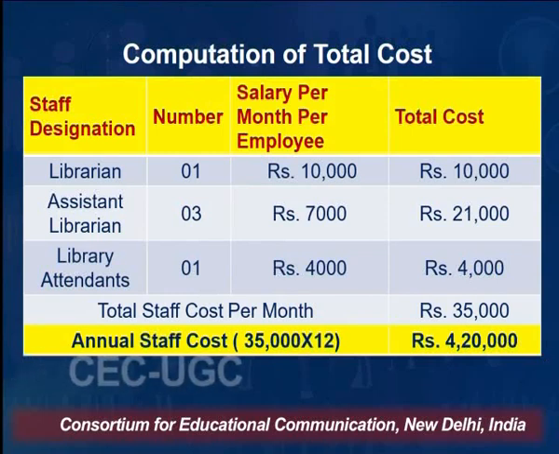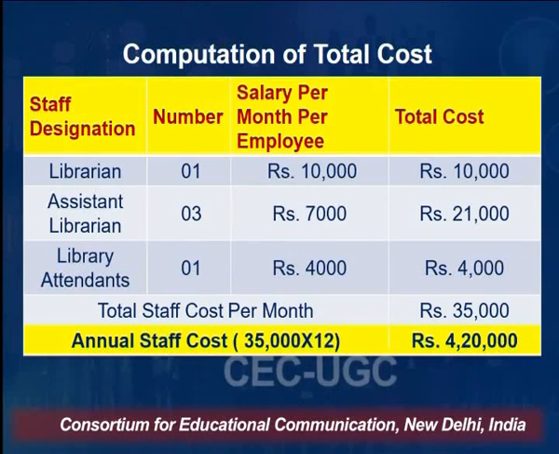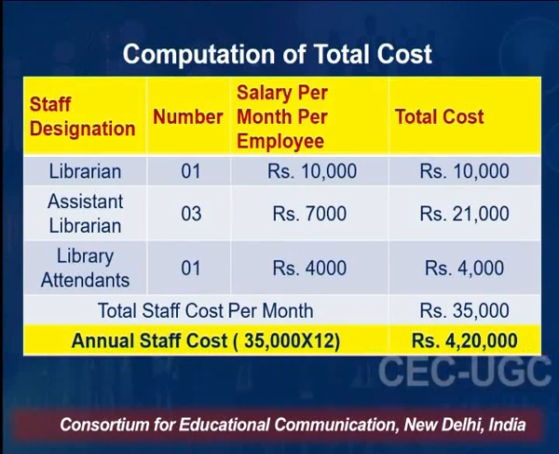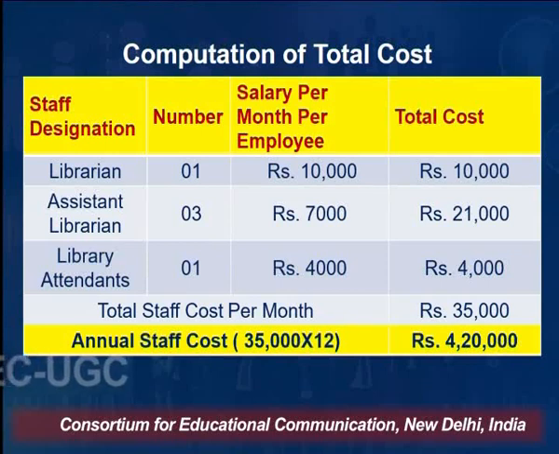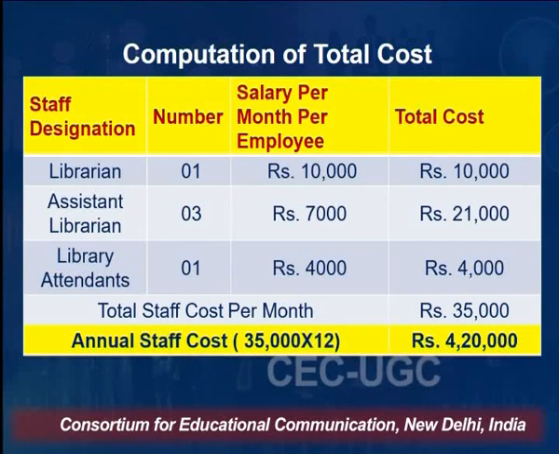For assistant librarian, 7,000 into 3, 21,000, because they are 3 in number. For library attendant, you have only appointed one attendant, so total amount comes to be 4,000. So if you ask me what is the total staff cost per month, it comes to be rupees 35,000. So I have not done anything.